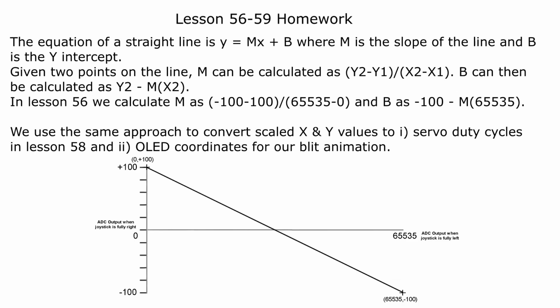The equation of a straight line is y equals mx plus b, where m is the slope of the line and b is the y-intercept. Given 2 points on the line, m can be calculated as y2 minus y1 divided by x2 minus x1. B can then be calculated as y2 minus m times x2. In lesson 56, we calculate m and b as shown here. We use the same approach to convert scaled x and y values to servo duty cycles in lesson 58 and OLED coordinates for our blit animation.